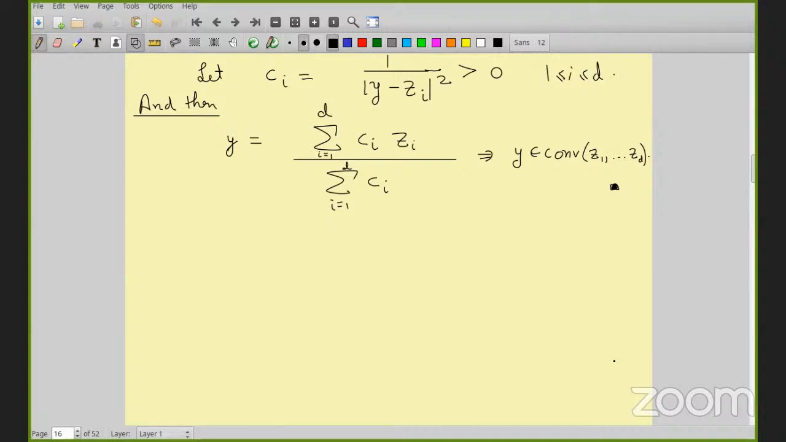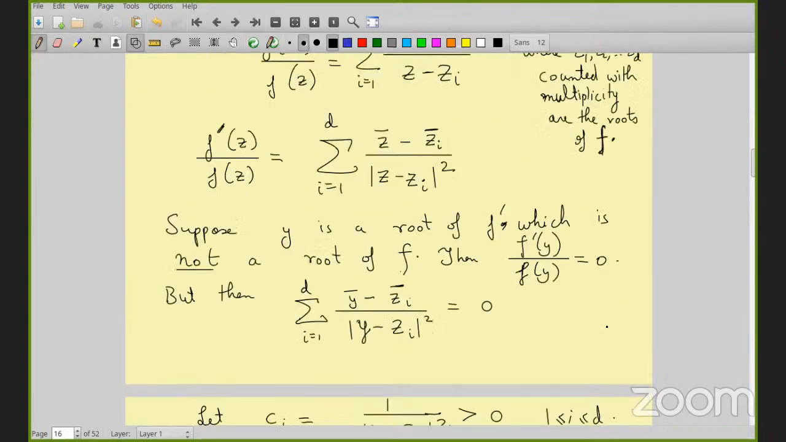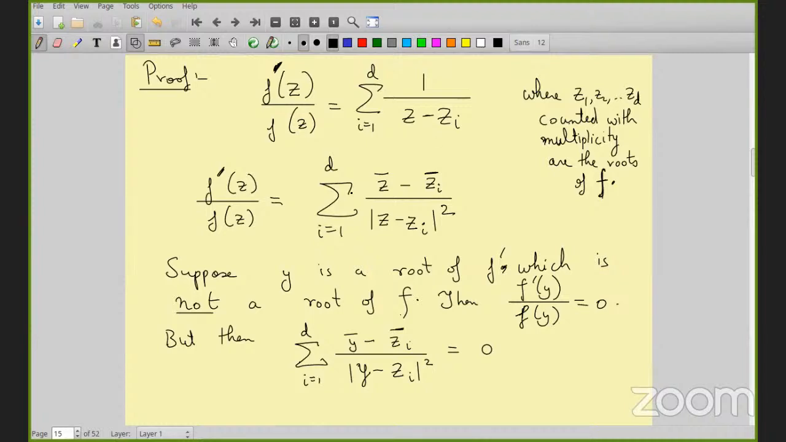Piyush, sorry, I missed how you dealt with the shared root case. Yeah, so let's look at a shared root. A shared root has to be one of the z_i's, so it is certainly in the convex hull. All we are proving is that it's in the convex hull.